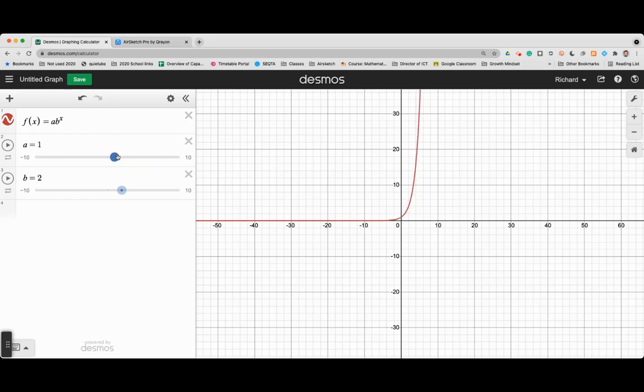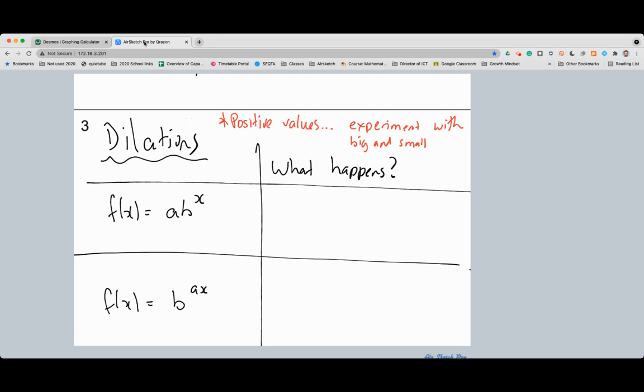Arif? Yes, good. So let's write that down. So what happens? Let me switch over so we can see that. So what happens? The y-intercept is (0, a), and that makes sense, doesn't it? Because b to the power of 0 is 1, so a is now going to be a times 1, which is a. Why is it just (0, a)?